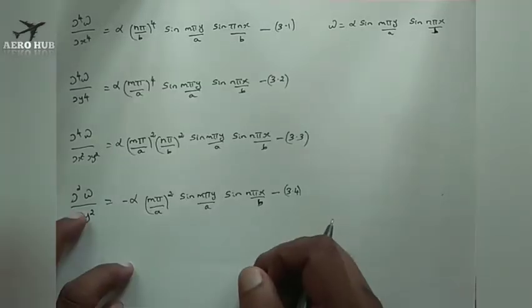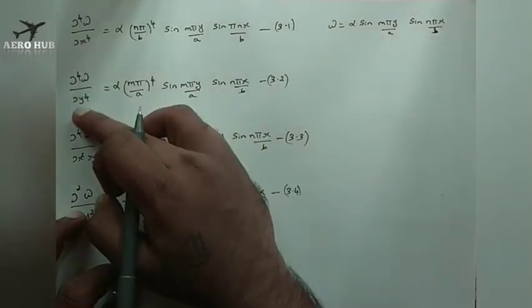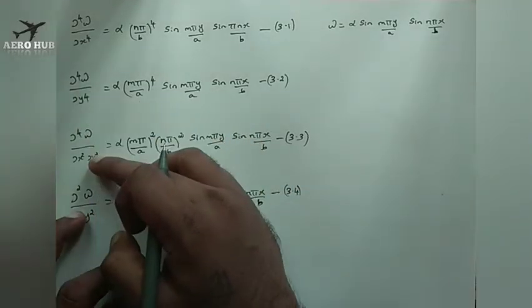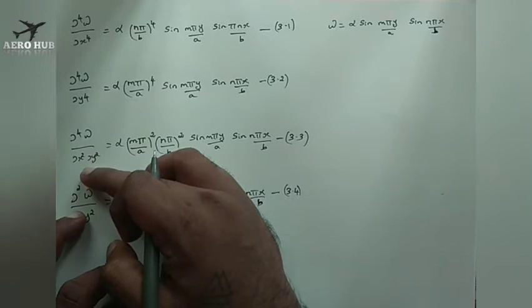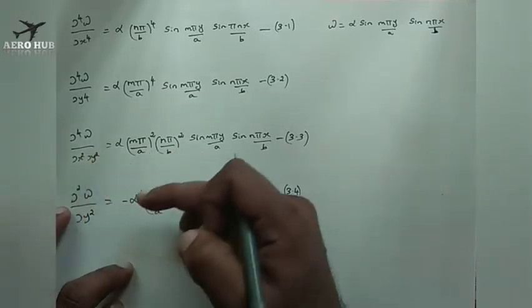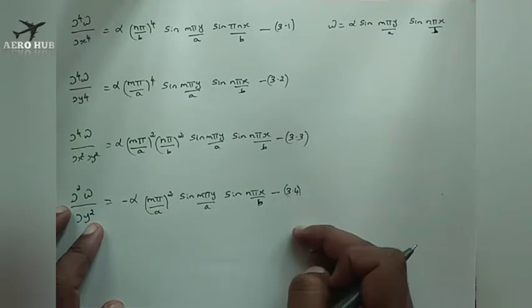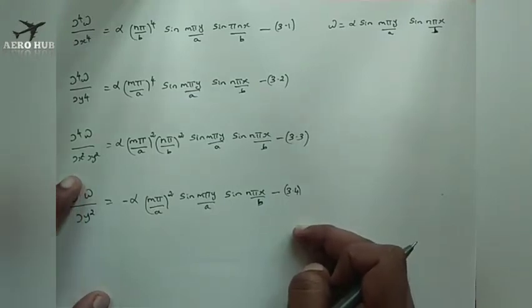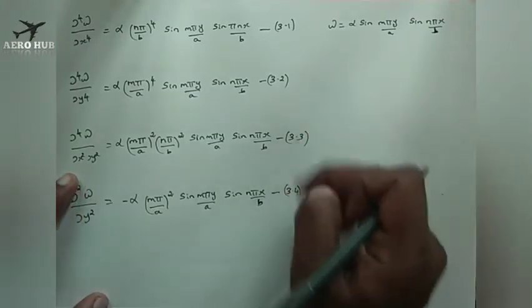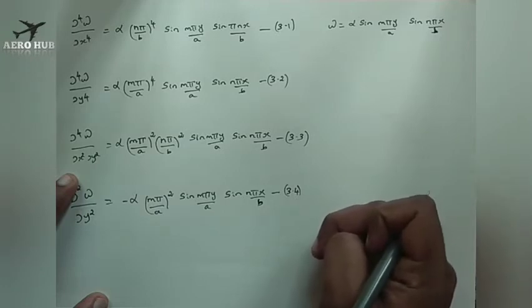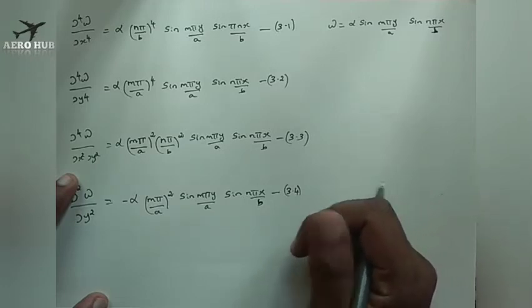So I have finally written the answers for ∂⁴ω/∂y⁴, ∂⁴ω/∂x²∂y², and ∂²ω/∂y². I have written the answers here. These are equation numbers 3.1 to 3.4. Now we will substitute the values of equations 3.1, 3.2, 3.3 and 3.4 in equation number 1.